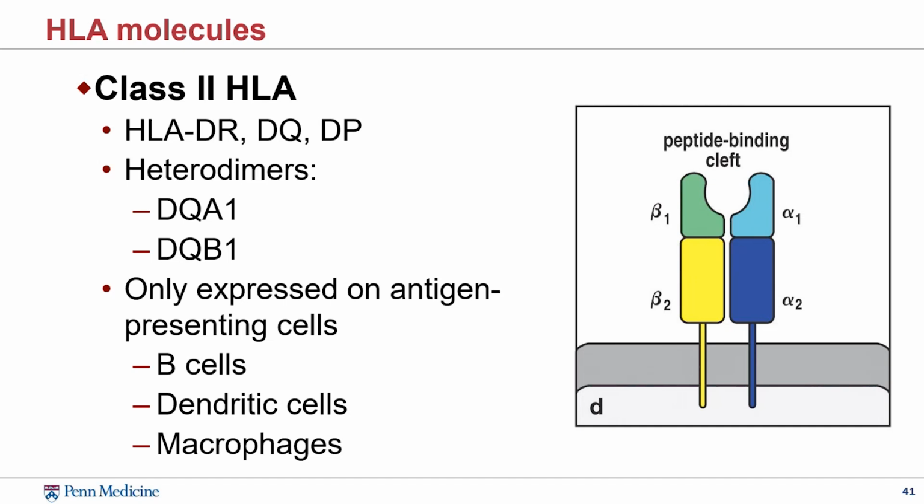The other big difference for class 2 is that they're only expressed on antigen-presenting cells. So these are going to be things like B cells, dendritic cells, and macrophages.